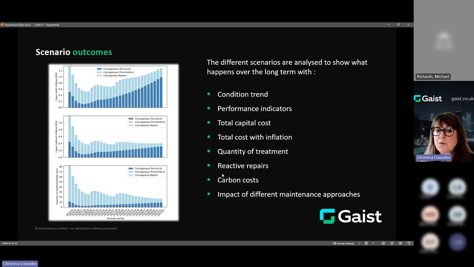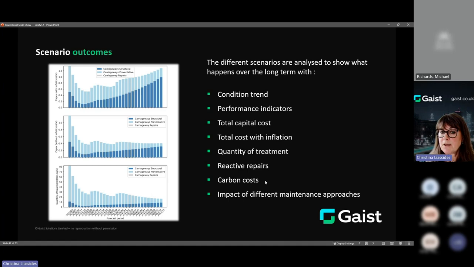Again, I mentioned what happens with your reactive repairs, for example. So obviously, if you're performing well on your highways and you're reducing the amount of highways in poor condition, you would expect your reactive repairs to reduce accordingly. And it's useful to have that information. And we will ask you for trends on reactive repairs if you have that. So again, we can tailor that as much as possible to your own local authority.